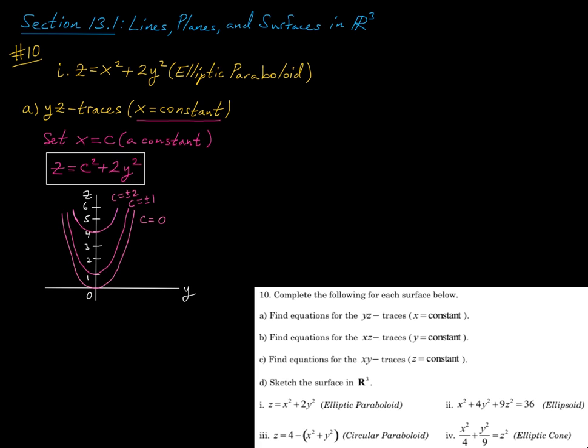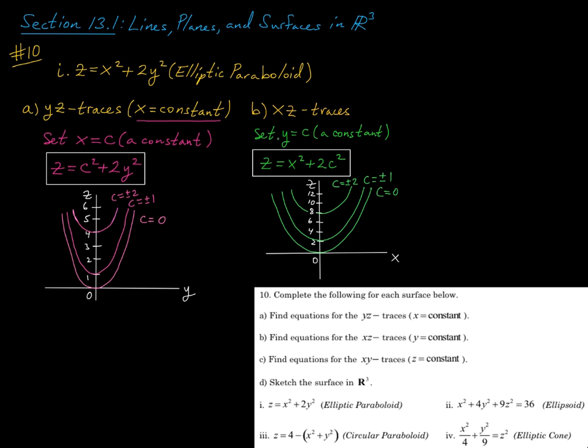Cool. So then for part B, the xz traces, here y is constant. So in a similar fashion, we'll set y equal to c in the surface equation. That gives us the equation z is equal to x squared plus 2c squared. So if c is 0 here, we get the equation z is equal to x squared. And notice this parabola is going to be a little wider than the parabolas we're seeing in part A.